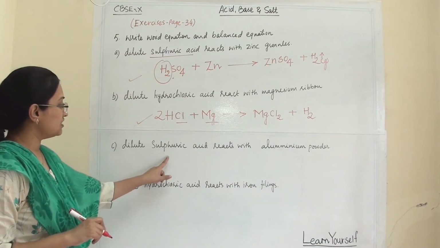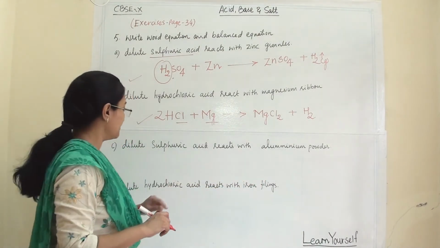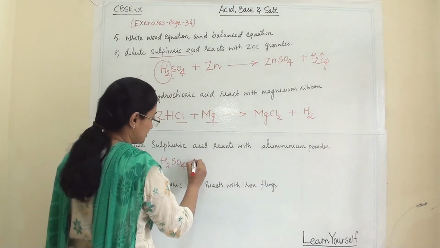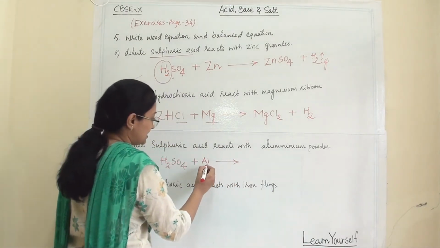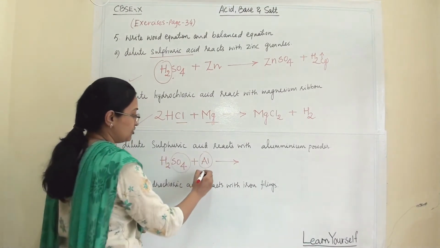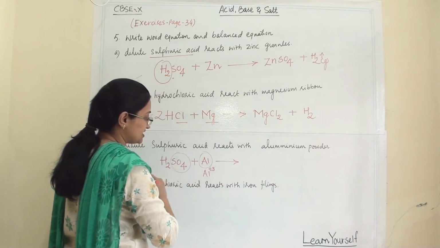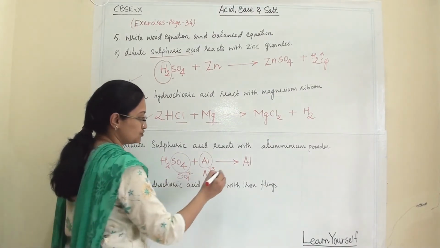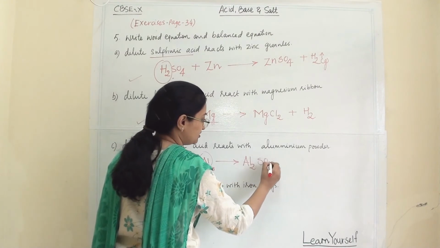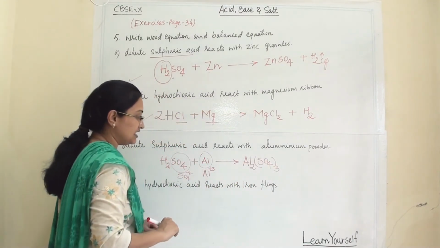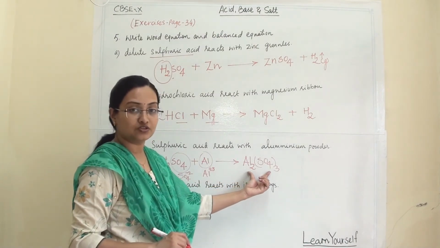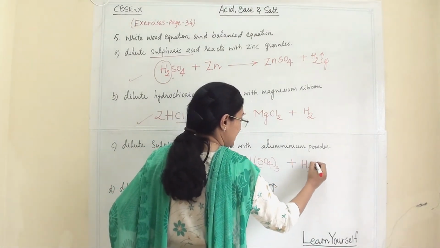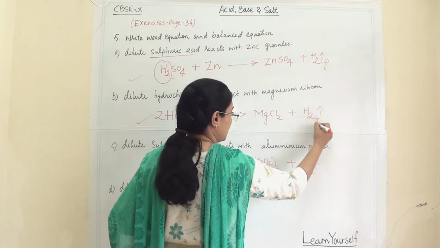Now next is, dilute sulfuric acid reacts with aluminium powder. So sulfuric acid, again H2SO4, reacts with aluminium powder, so it is Al. Now when aluminium reacts with SO4, aluminium's combining capacity is Al +3. So here Al will be there, and SO4's combining capacity is SO4 -2. So here 2 will come, and SO4 will become thrice, because aluminium's combining capacity is 3. So our compound is Al2(SO4)3. It is aluminium sulfate. Now what is left alone is hydrogen gas. It will evolve. This is also a gas.